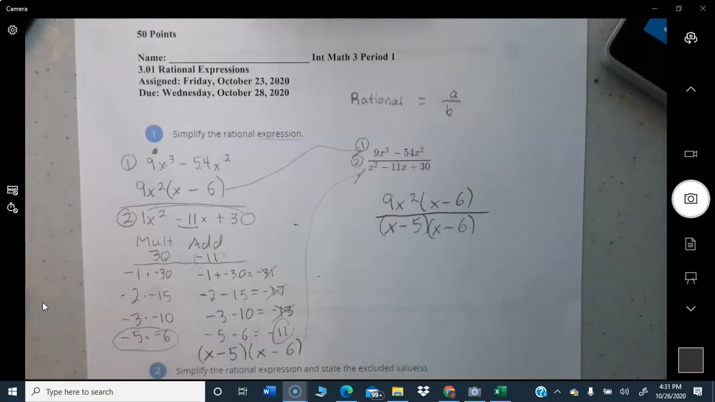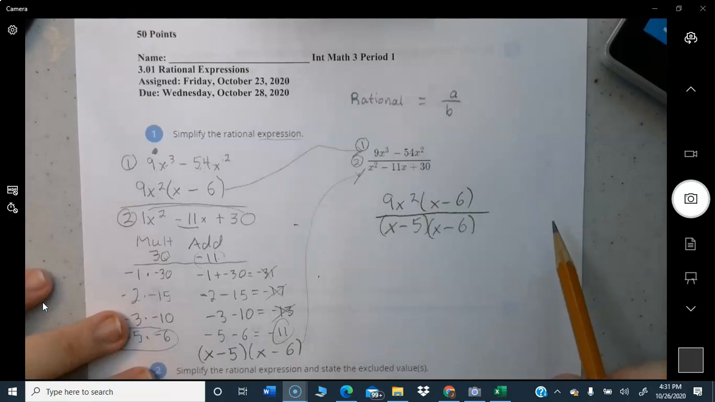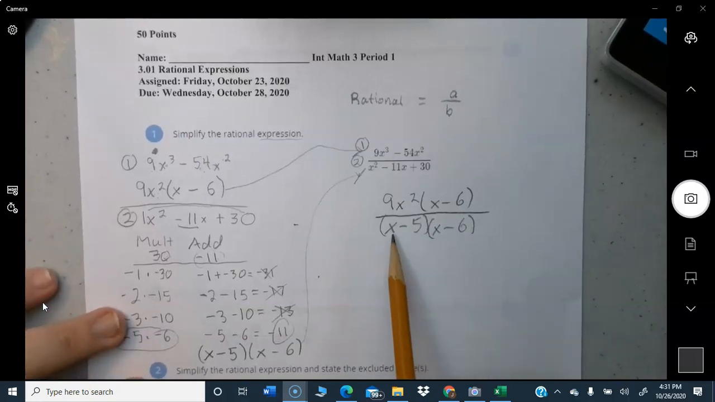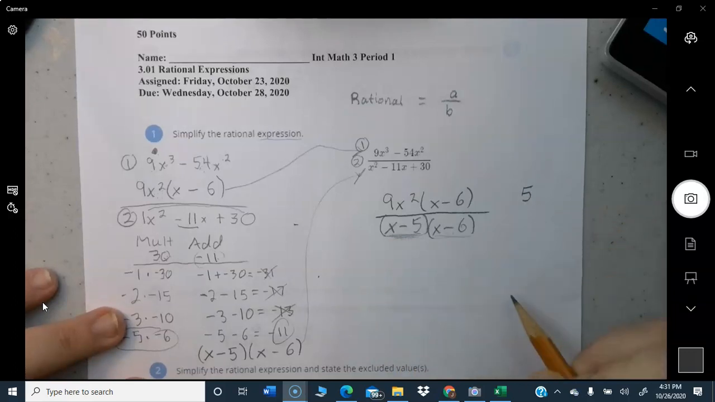Okay, now before we cancel anything, we have to determine excluded values. Values that this equation cannot take on. You have to do this before you cancel. And that's anything that will turn the denominator into 0. So to turn this denominator into 0, either this becomes 0 or this becomes 0. So we've done this quite a few times before. How do we get this expression to become 0? You would put a 5 there. 5 minus 5 would be 0. So one of the excluded values is 5.